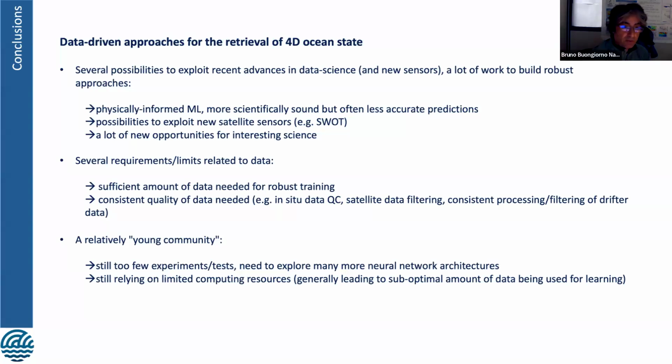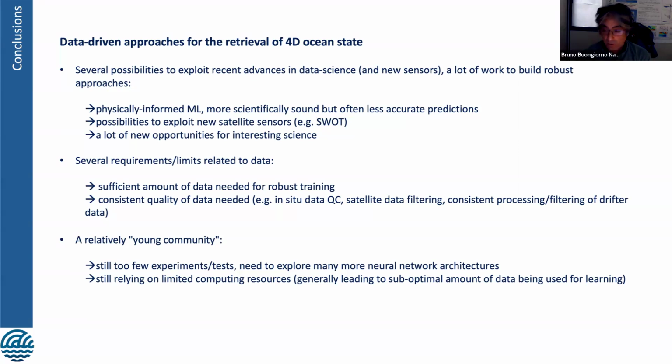Of course, there are a lot of requirements related to issues we still have on the data. We need a lot of data to be able to do robust training. We need consistent quality control, and we still have a lot of issues on the satellite data side, and we are progressing on many aspects. And then concerning the application of deep learning techniques, there are still very few experiments and tests carried out. The number is increasing now.